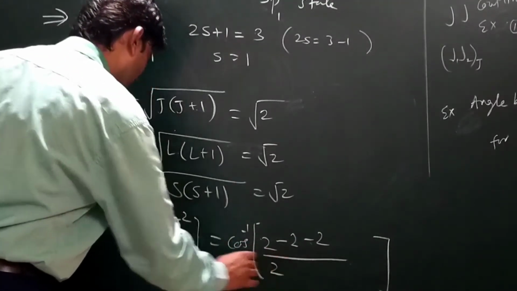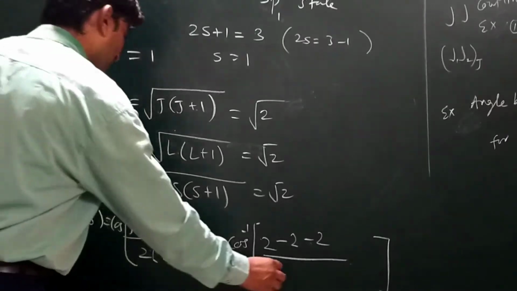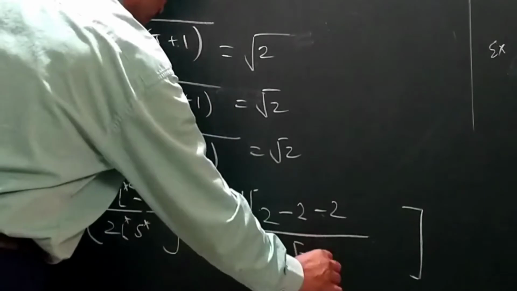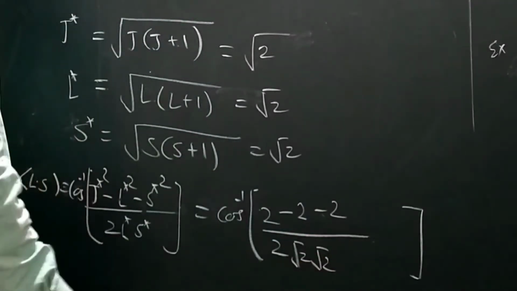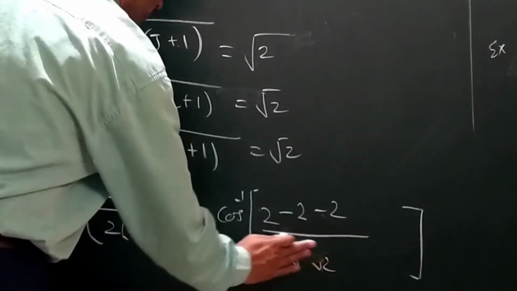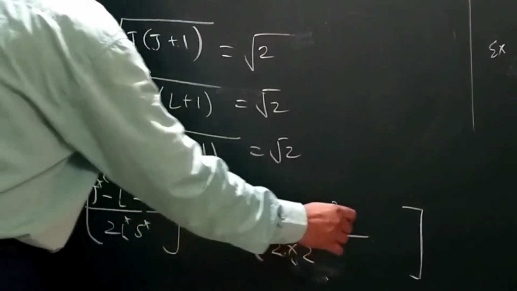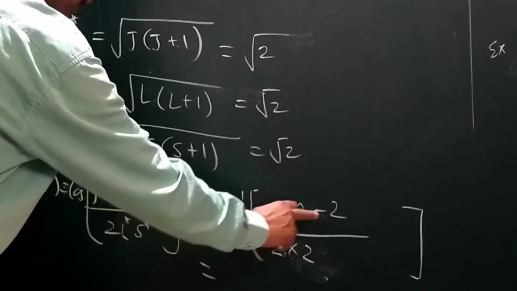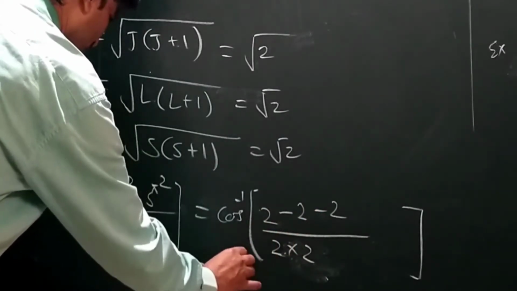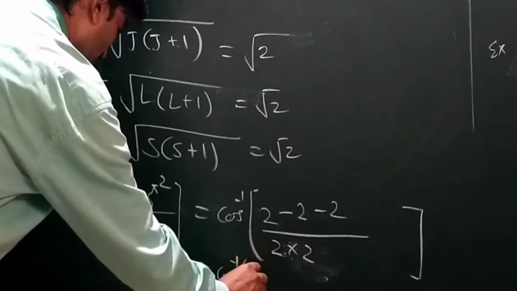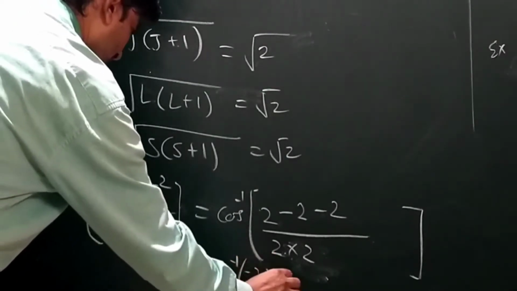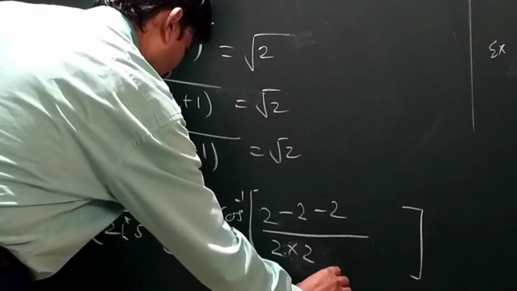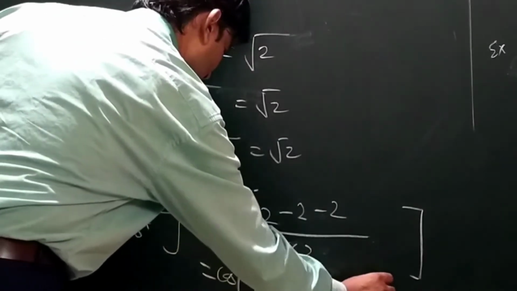And 2 into, what are the values of L star? L star is root 2, and S star is also root 2. So root 2 times root 2 is 2. So 2 into 2 is 4. So 0 minus 2, so cos inverse of minus 2 by 4. That is nothing but cos inverse of minus half.